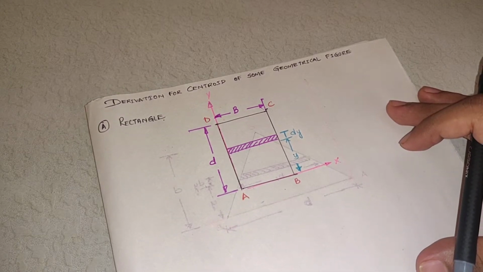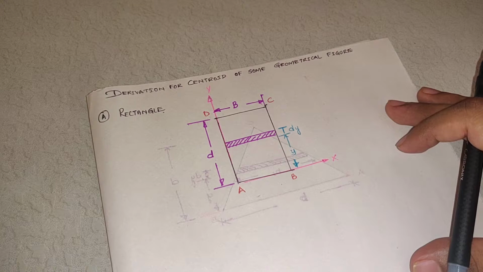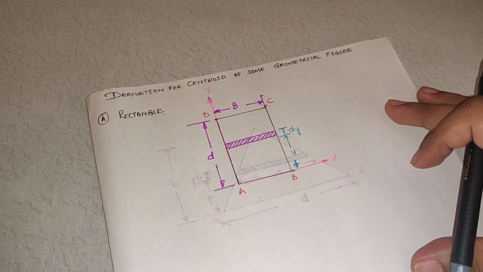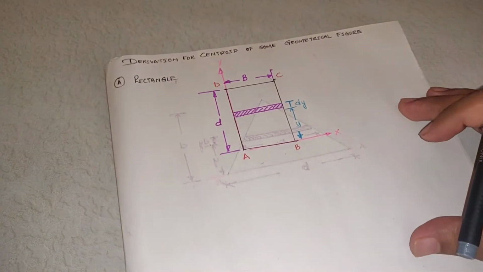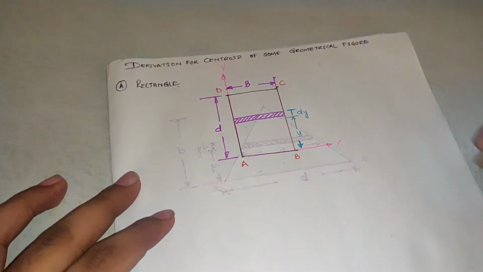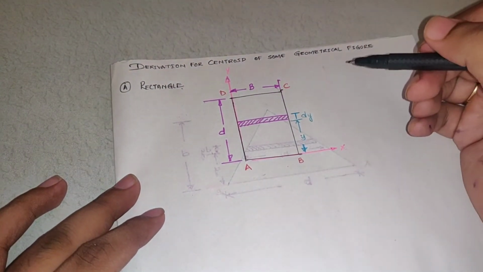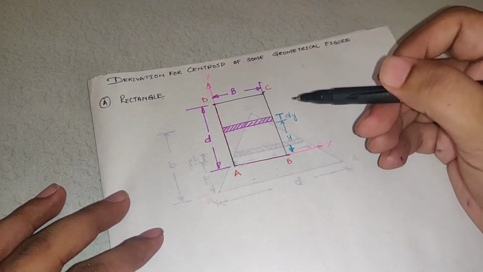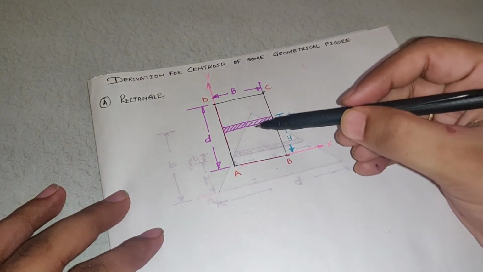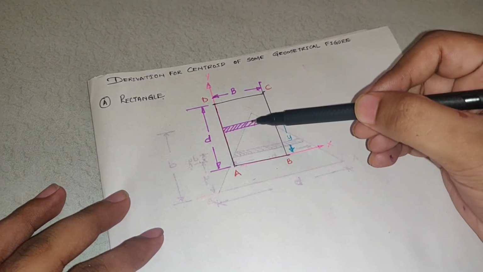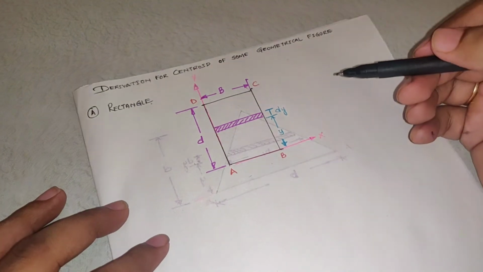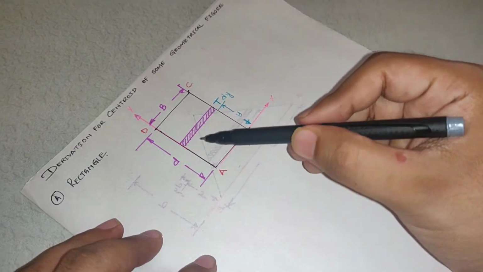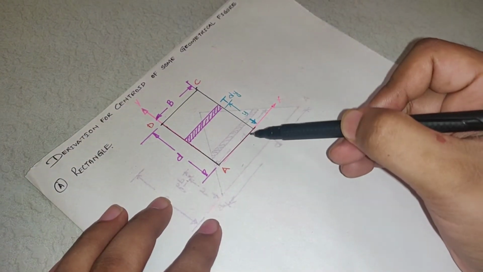The first one I'll take up is the rectangular geometric figure, whose x bar and y bar we'll be deriving now. What you see in front of you is a rectangle whose width is b and depth is d. In order to determine its centroid, I'll take an elemental strip which is parallel to the x-axis. I need to calculate the distance of this elemental strip from this x-axis.